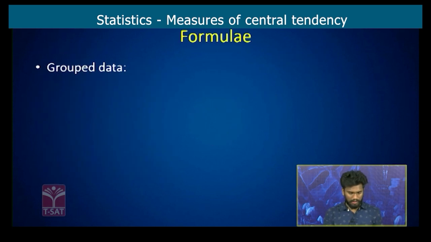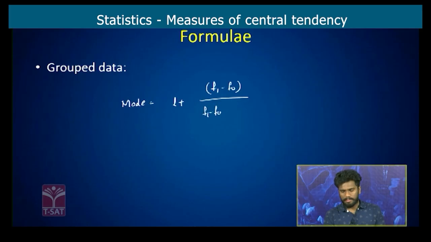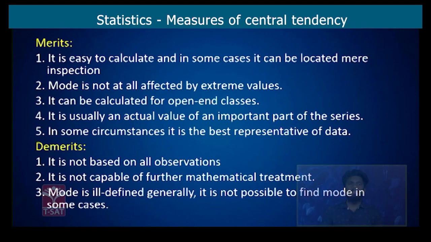I'm writing the formula clearly here once again. Just write: Mode is equal to L plus (F1 minus F0) divided by (F1 minus F0 plus F1 minus F2), into class interval. So this is the mode formula. Next, here are the merits and demerits of the mode. I have given the merits and demerits for arithmetic mean, median and mode, which are very, very important. You have to just memorize these points. He may ask questions directly from these merits and demerits.